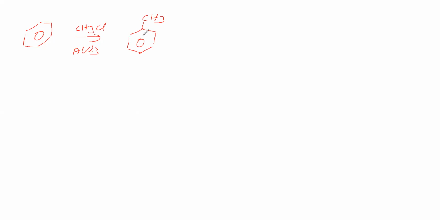Therefore we got a methyl benzene. Then it is taken for nitration. The nitrating agent is concentrated nitric acid and concentrated sulfuric acid, so nitration is possible. The methyl group is an ortho-para director. Therefore the nitro group comes at the para position.